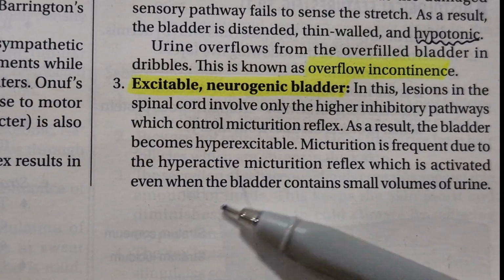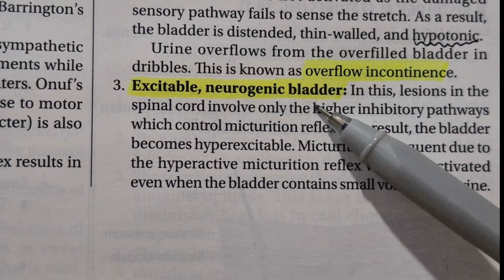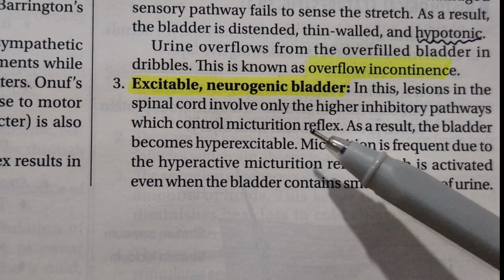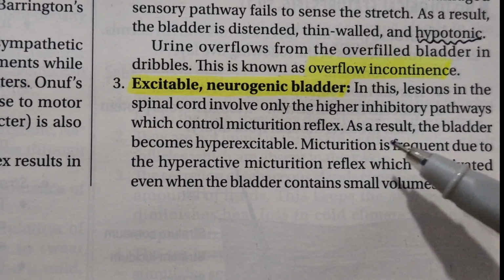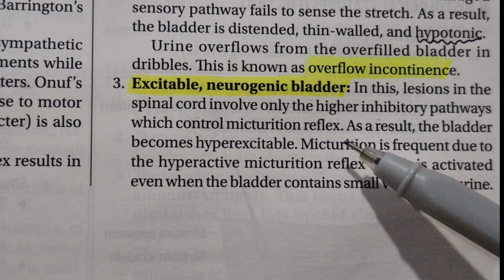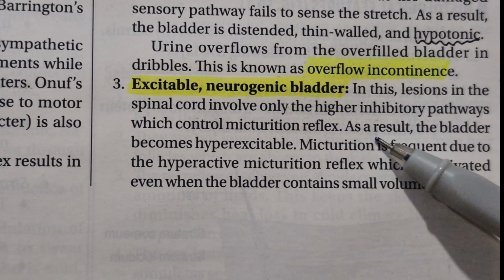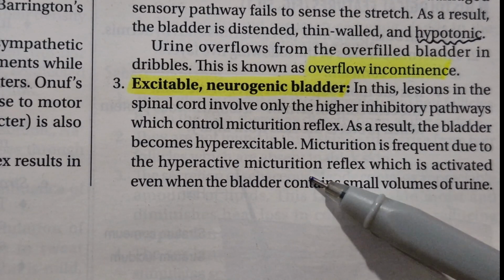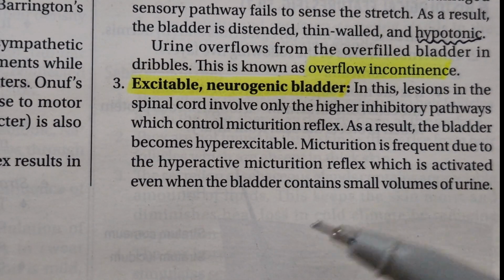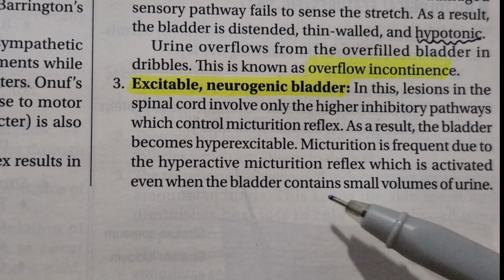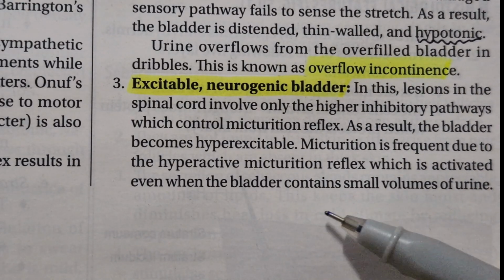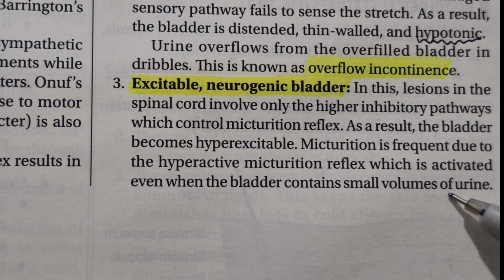The third type is excitable neurogenic bladder. In this, lesions in the spinal cord involve only the higher inhibitory pathways which control the micturition reflex. As a result, the bladder becomes hyperexcitable. Micturition is frequent due to the hyperactive micturition reflex, which is activated even when the bladder contains small volumes of urine.